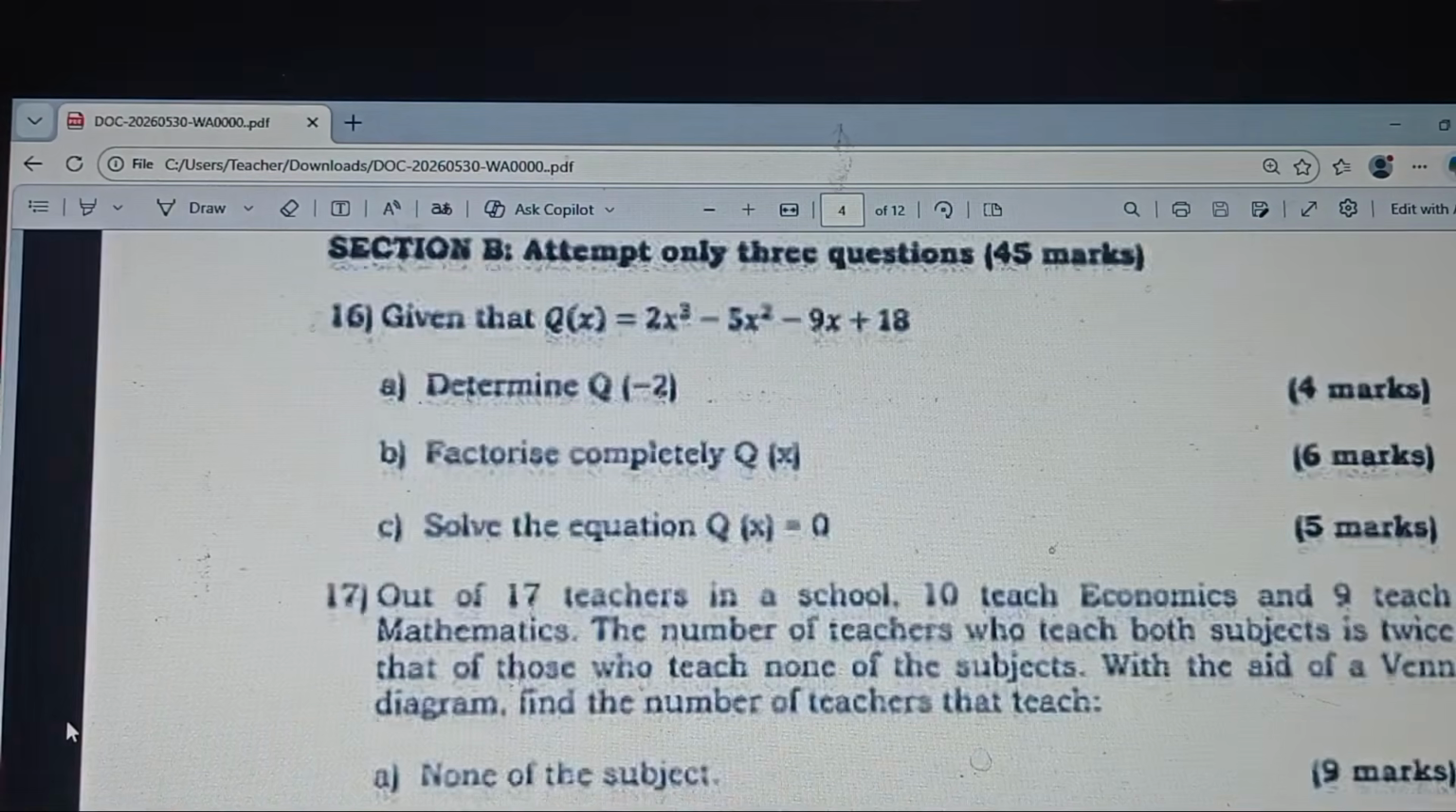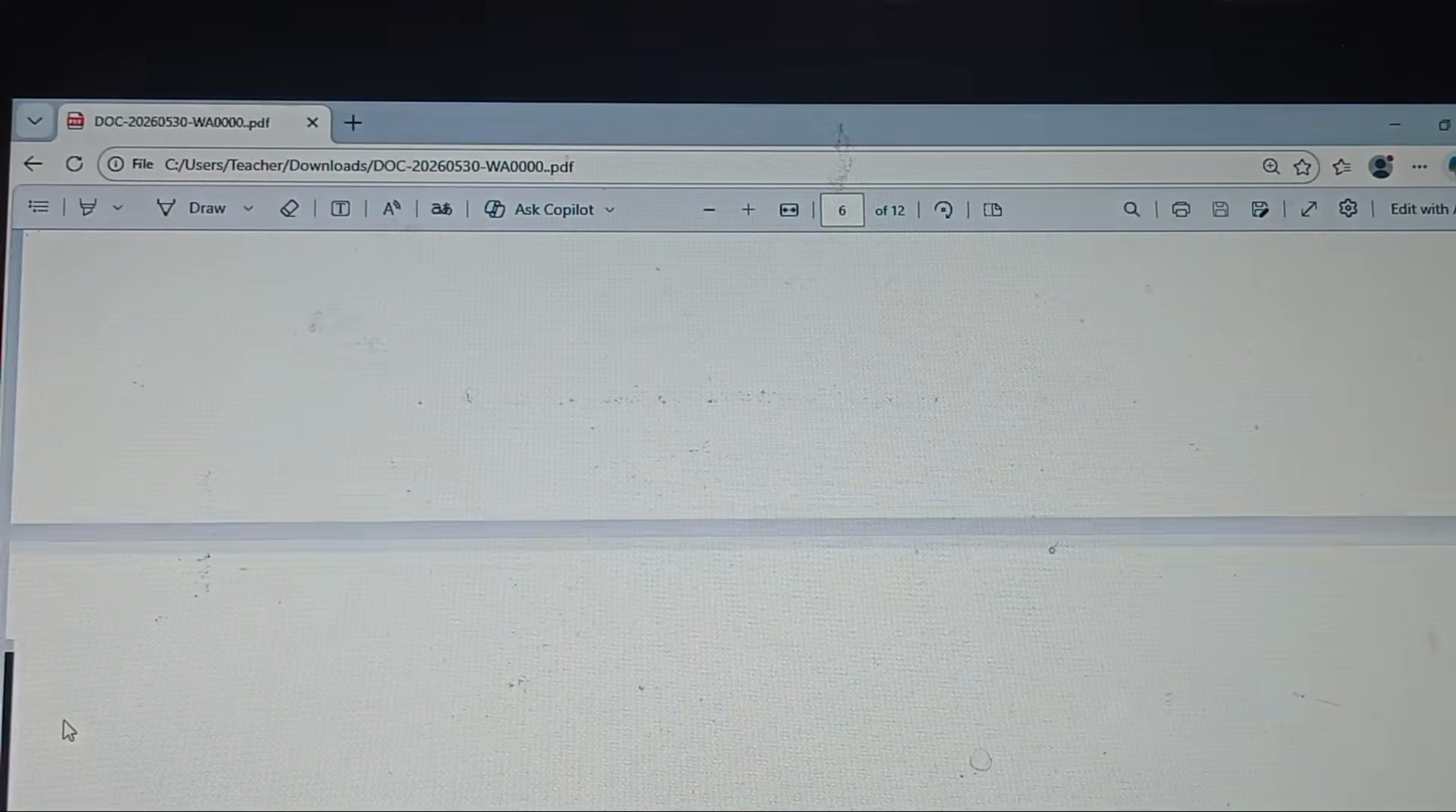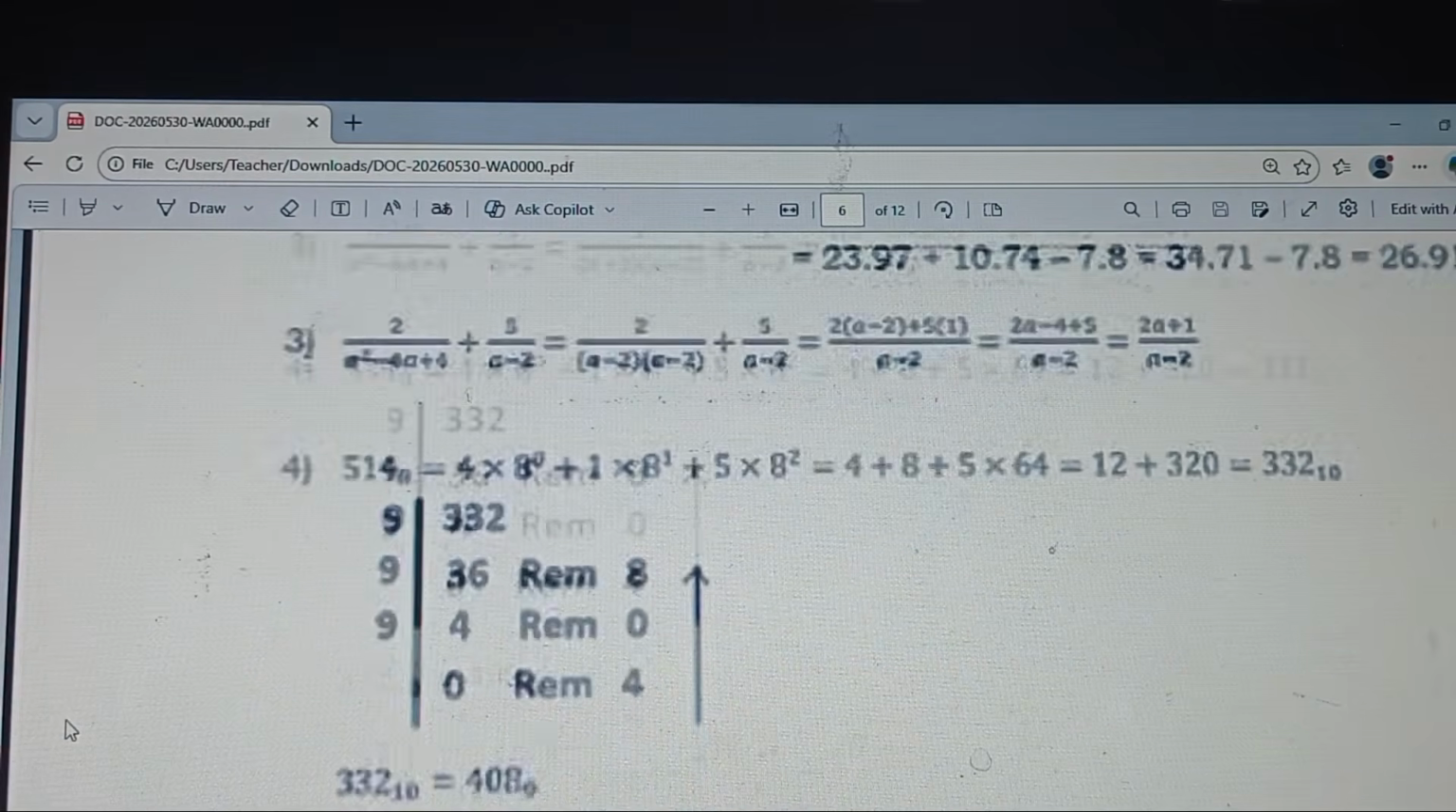Let me come to the marking guide. Yes, please.